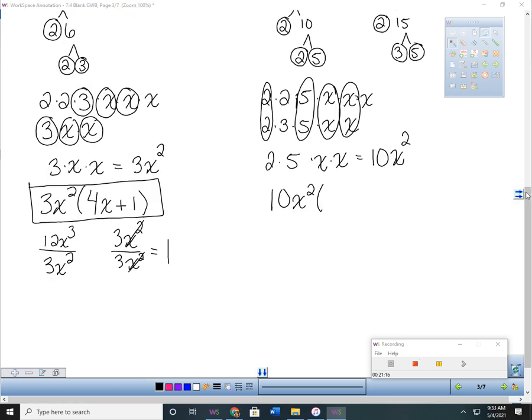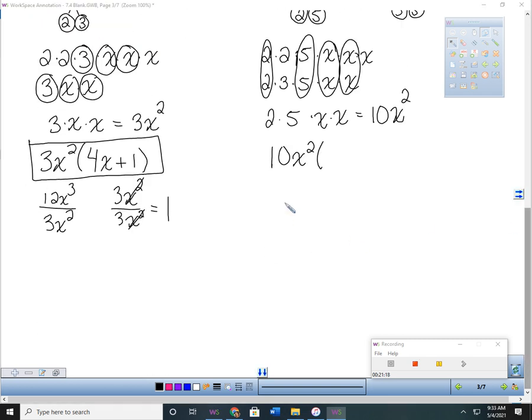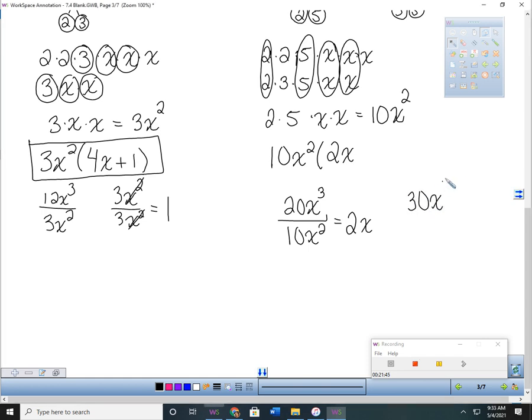So take your 20x to the third, and you're going to divide that by your 10x squared. 20 divided by 10 is 2, and x to the third divided by x squared is x. Then we're going to do the same thing with our 30x squared. Take the 30x squared and divide that by 10x squared. 30 divided by 10 is 3, and then my x's are the same on top and bottom.